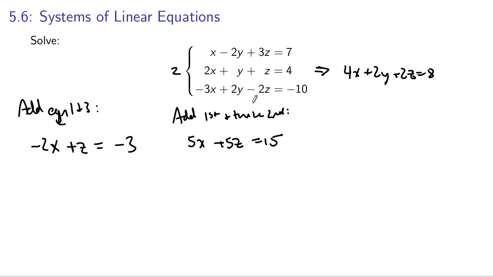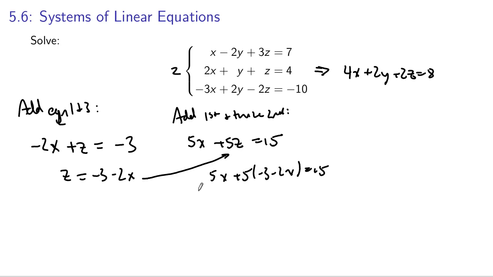Now, instead of using elimination, let's do substitution for this step. If we solve this one for z, I get z is minus 3 minus 2x. Substitute that in for z over here. I have 5x plus 5 times (minus 3 minus 2x) is 15. Doing the distribution, we have minus 15 minus 10x equals 15.